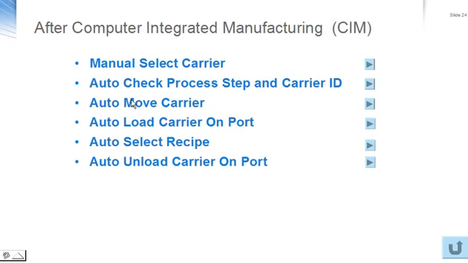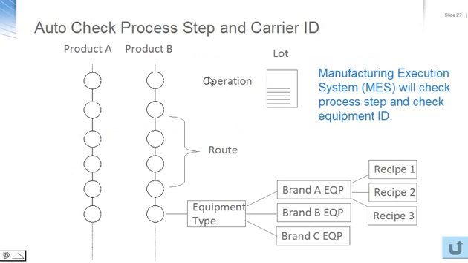And then we auto check the process step and the carrier ID. We check the process step. For example, we have product A and product B with two different process flows, and this lot is ready to go into the equipment. The MES system will check the process step and the equipment ID. It will check whether this process step is right or not, and whether it is the right equipment ID or not.